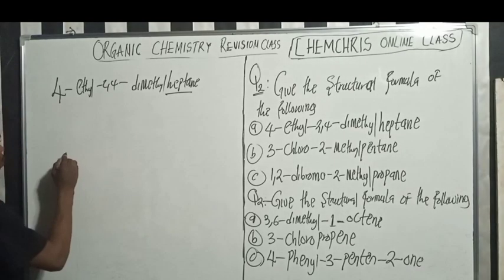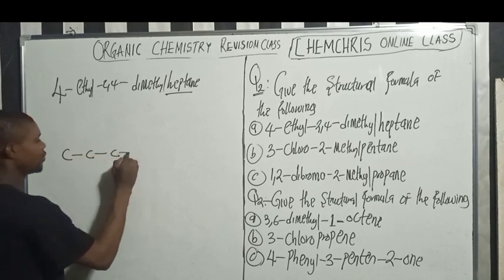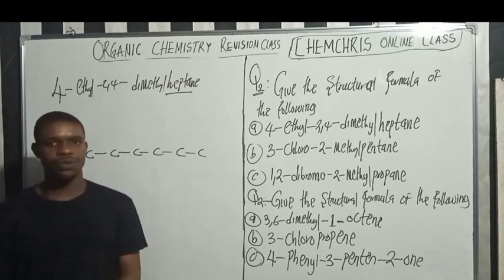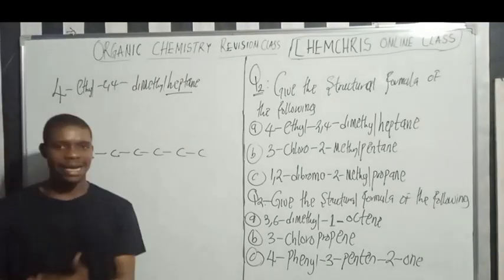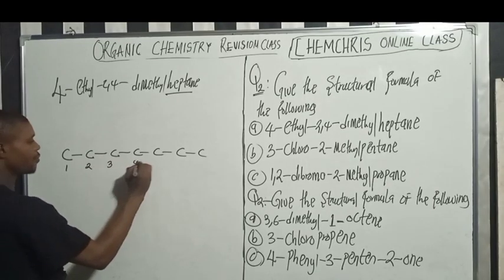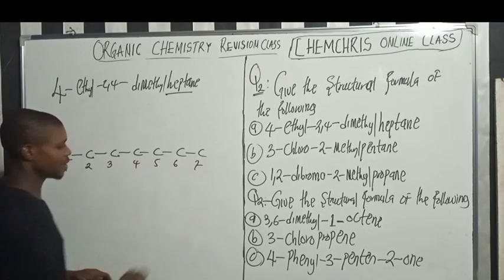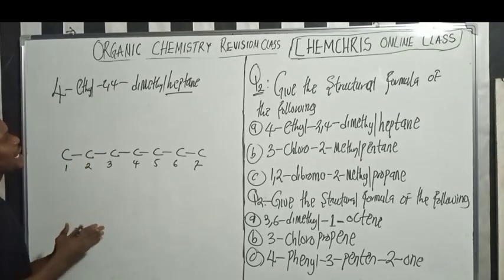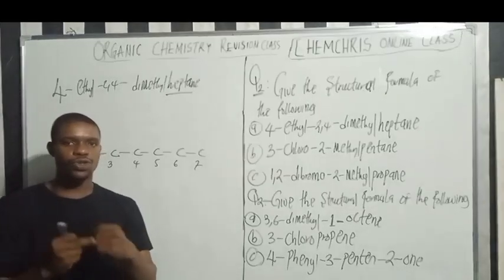So here we have 1, 2, 3, 4, 5, 6, 7, right? That is what you want to do here. You can number it in any direction. So I can start from here: 1, 2, 3, 4, 5, 6, 7. Can you see that? Now, this way you start placing your substituents.